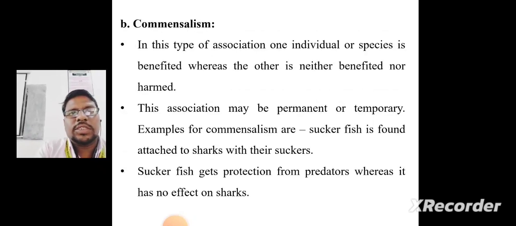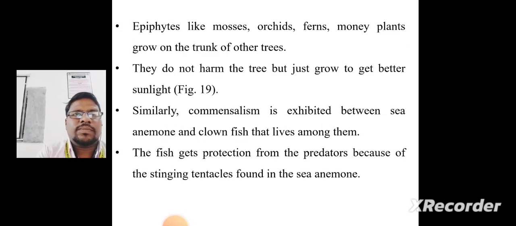Next one, commensalism. In this type of association, one individual or species is benefited whereas the other is neither benefited nor harmed. This association may be permanent or temporary. For example, the suckerfish is found attached to the shark with its sucker. The suckerfish gets protection from predators, whereas there is no effect on the shark.